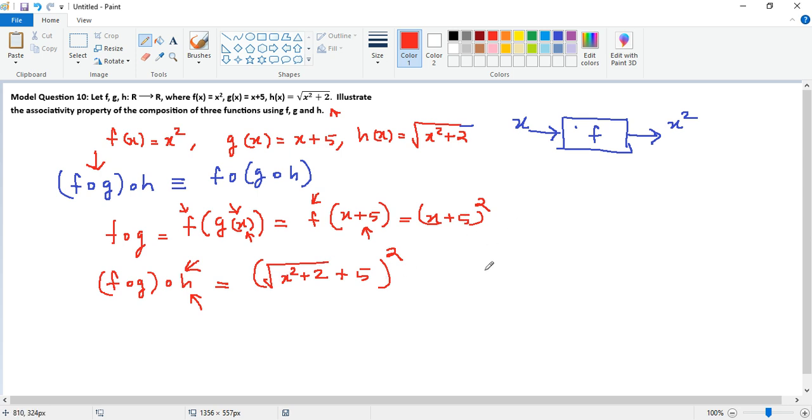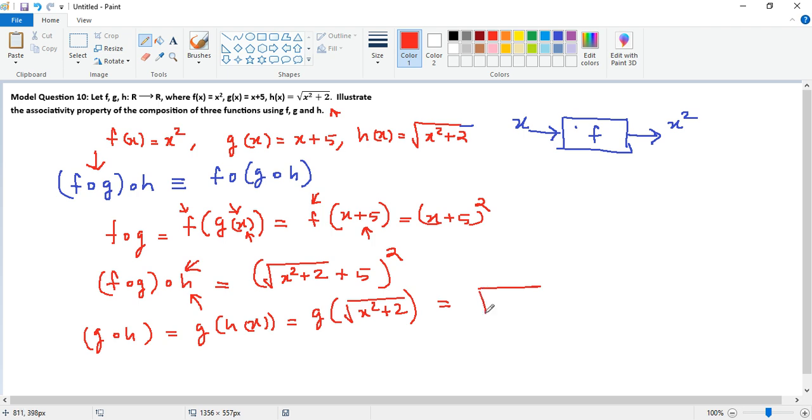Okay. So now we can do the right hand side, right? On the right hand side we have to do g o h, which is the same as g of h of x, right? So what is h of x? h of x is the square root of x squared plus 2. So g gets as input the square root of x squared plus 2. And what does g do? g will add 5 to it. So this will output the square root of x squared plus 2, plus 5.